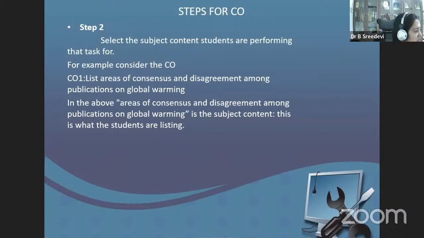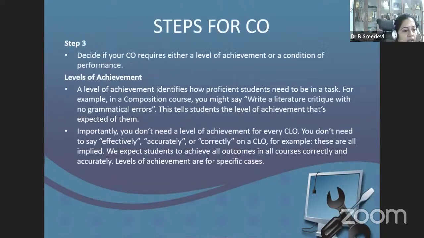As I mentioned, step 3 and step 4 are optional. Step 3 is level of achievement. Step 4 is condition of performance. So in step 3, decide if your CO requires either a level of achievement or a condition of performance. Level of achievement specifies how proficient the student has to be.